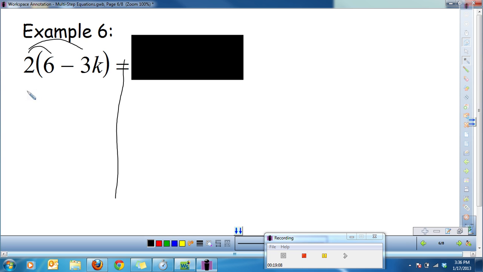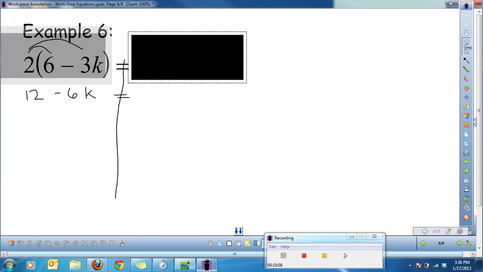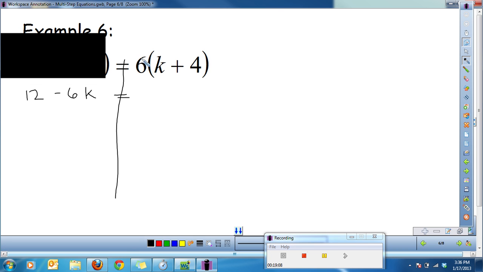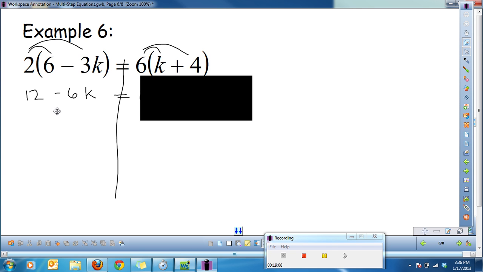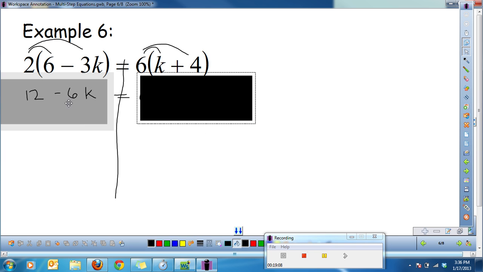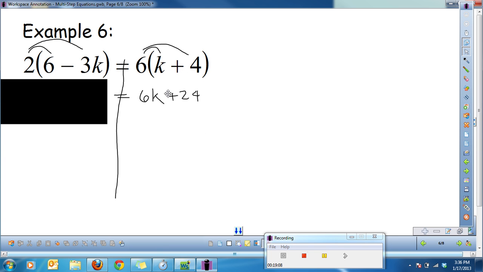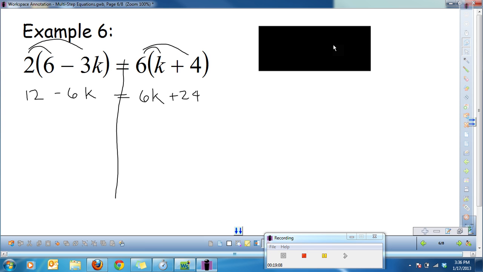2 times 6 gives me 12. And 2 times negative 3k gives me negative 6k. Alright, let's check the other side. Is this side simplified? No, I see some distributing. 6 times k is 6k. 6 times 4 is a positive 24. Now just to make sure, let's make sure there's no like terms. Is this side simplified? Yes, these are not like terms.